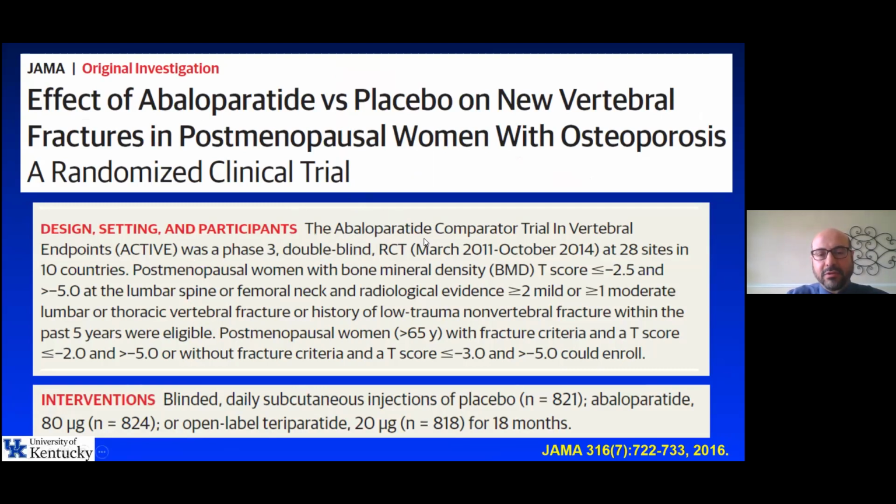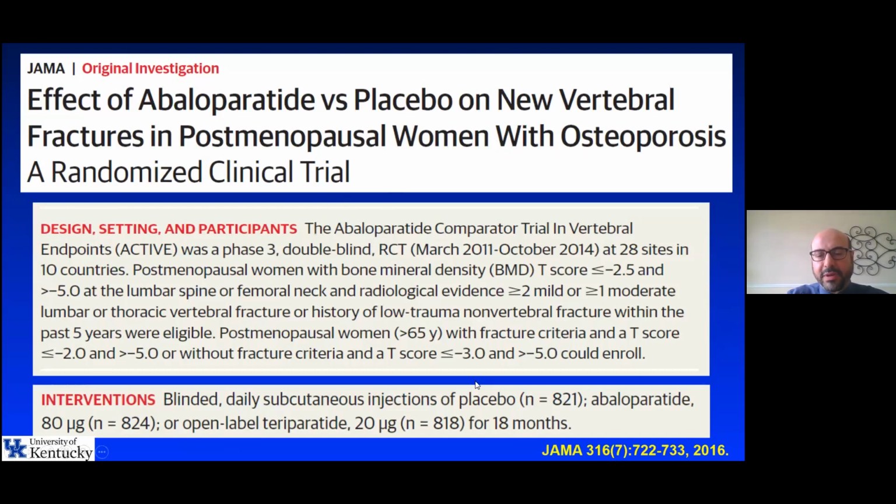So what they did, there were three arms, and all three arms were blinded. One arm was given placebo, for postmenopausal osteoporotic women. And this was an RCT, a randomized clinical trial, with three arms. One, they gave abaloparatide. One, they gave teriparatide. And the third arm, they gave placebo.